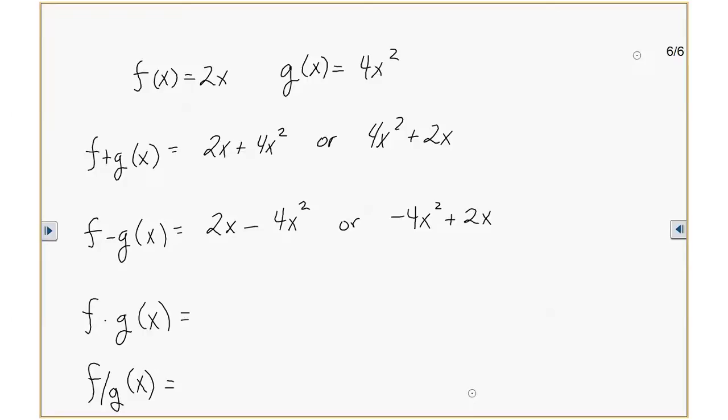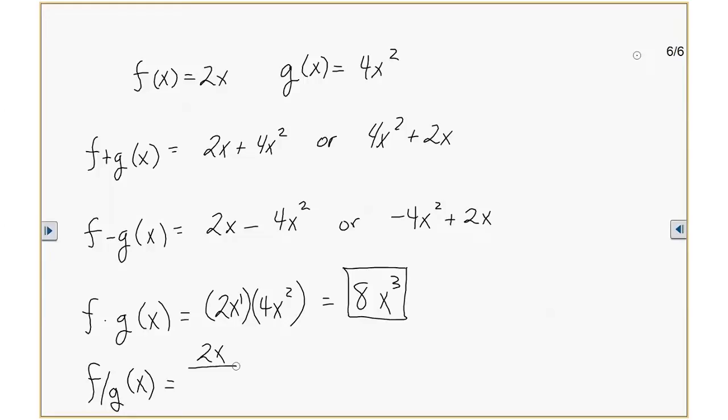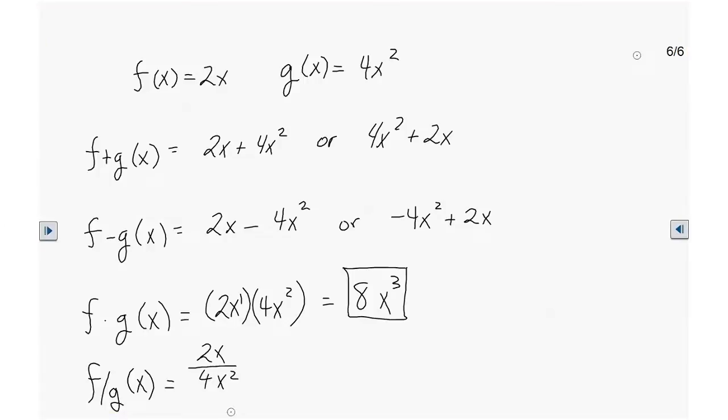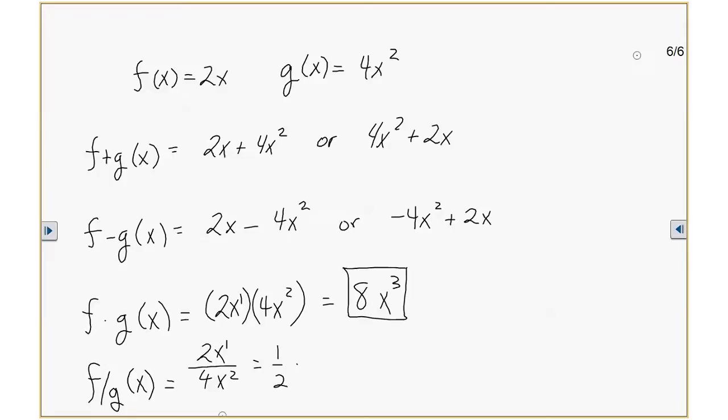Multiplication would be 2x times 4x squared. And if you did that in pre-algebra, it was 2 times 4. And what's x to the first times x to the second? X to the third. And then f divided by g of x would be 2x divided by 4x squared, which 2 divided by 4 is 1/2. And x to the first minus x to the second would be x to the negative 1, but you bring that down, and that would be 1/2 over x.